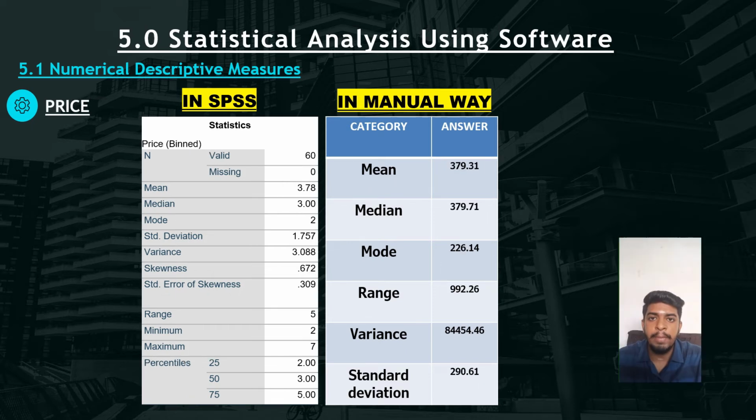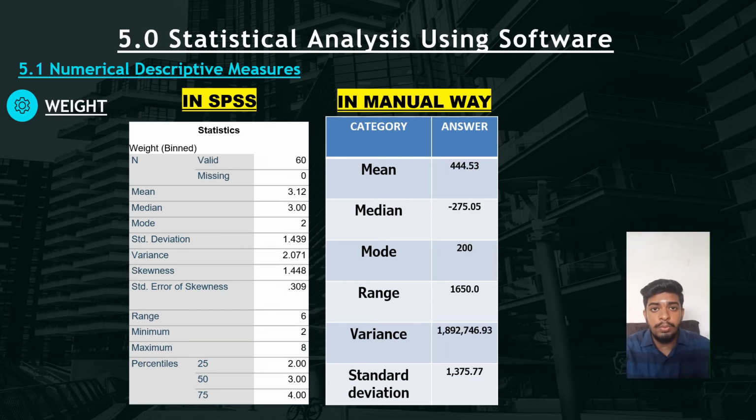Finally, for price, in manual calculation, the mean is 379, the median is 379.71, the mode is 226.14, the range is 992.26, the variance is 84454.46, the standard deviation is 290.61. While in SPSS, the mean is 3.78, the median is 3.00, the mode is 2, the range is 5, the variance is 3.088, the standard deviation is 1.757.